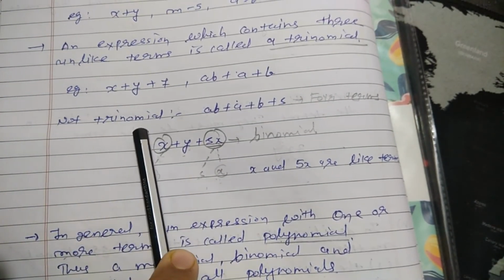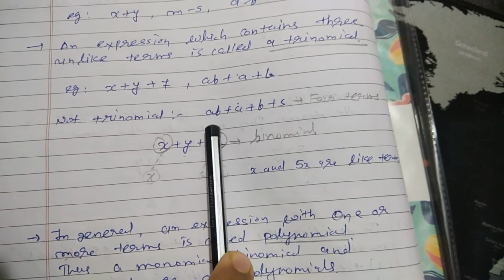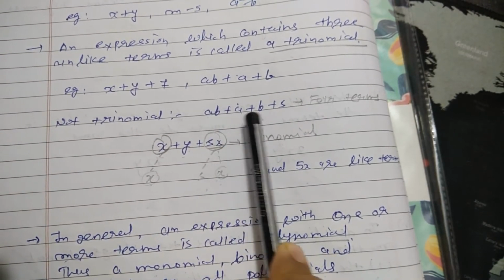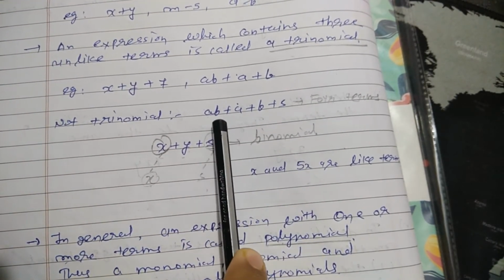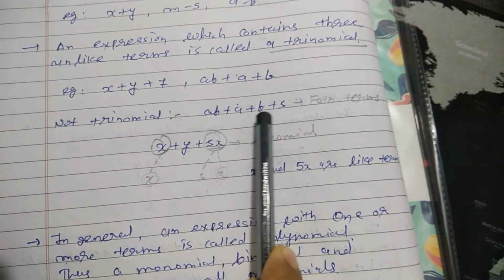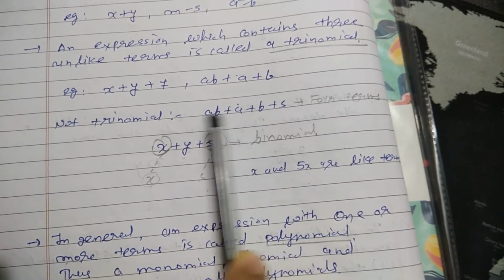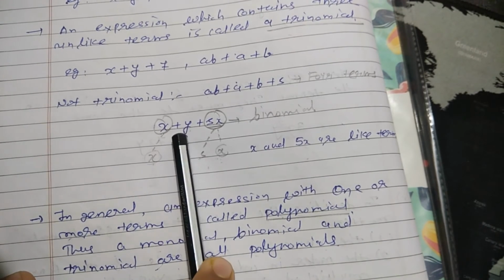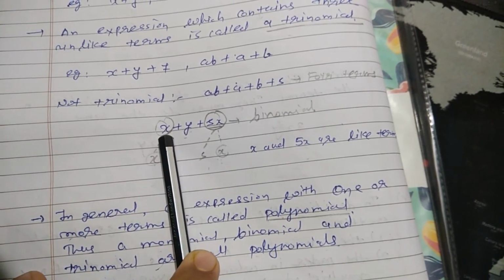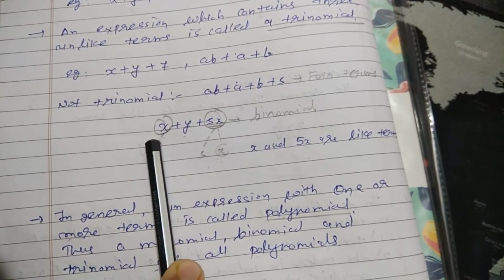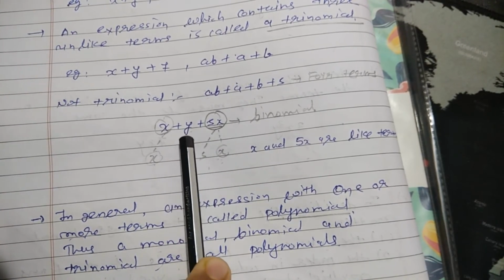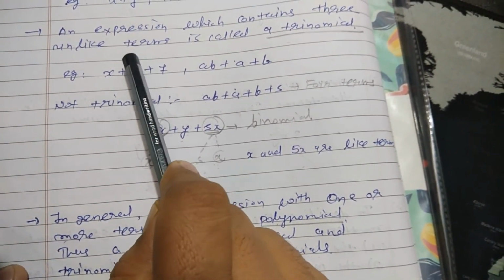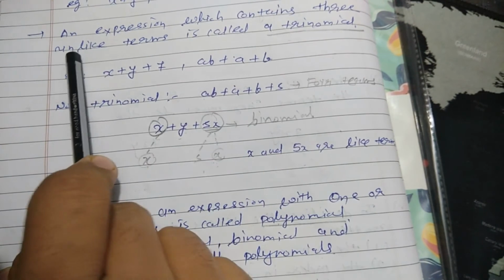Now we will see expressions which are not trinomials. First, ab plus a plus b plus 5. This expression has four terms: 1, 2, 3, 4. So it cannot be called a trinomial. Next, the expression x plus y plus 5x. Here x plus y plus 5x, three terms are there. But what is the definition of a trinomial? That which contains three unlike terms.